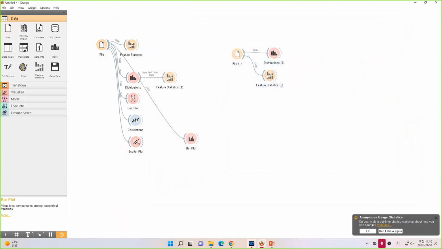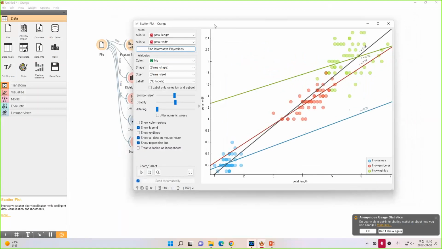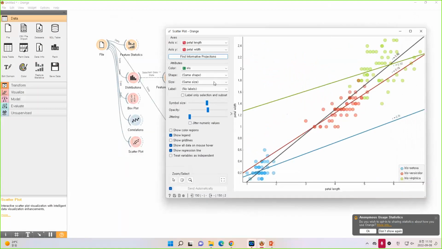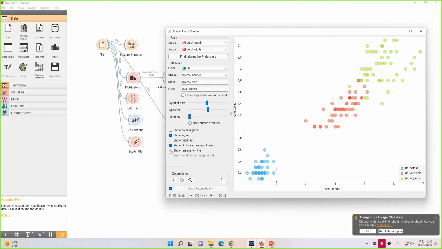The scatter plot, yeah, we just look at this one. We have the regression line to represent whether there is a correlation between the two data. We can also give the color region like this one. So it is about the clustering. Later we will learn more about this.